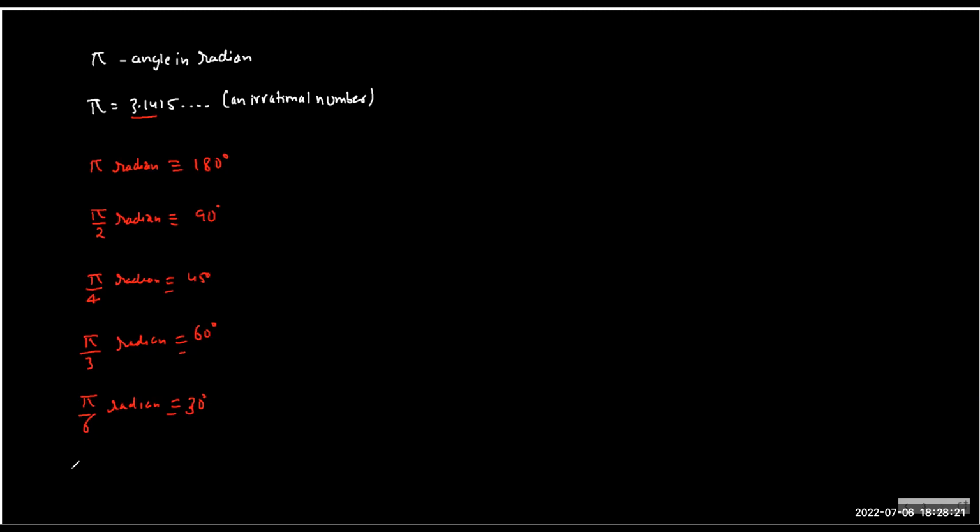One more value which is very common: 2 pi by 3. It's a double of pi by 3, twice of pi by 3, which is 120. Okay. And there's one more famous, which is 3 pi by 4. It's 3 times the pi by 4. What is pi by 4? 45. And 3 times will be 135.